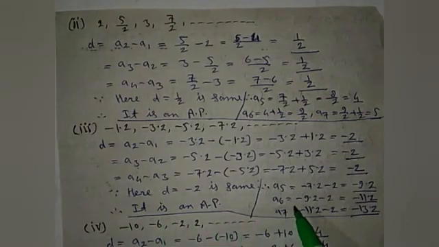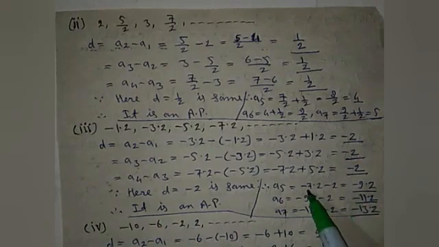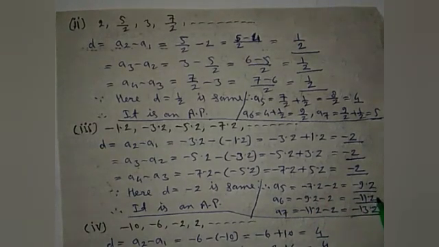So here also you have to find A5, A6 and A7. That is equal to minus 7.2 minus 2. It is minus 9.2. Similarly, minus 11.2 and minus 13.2.